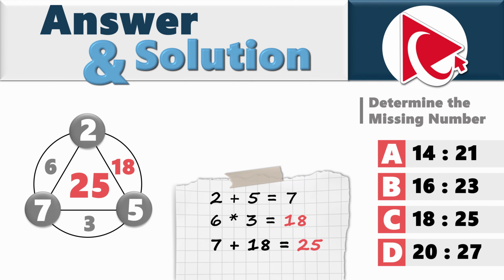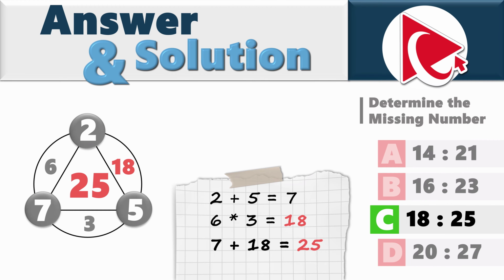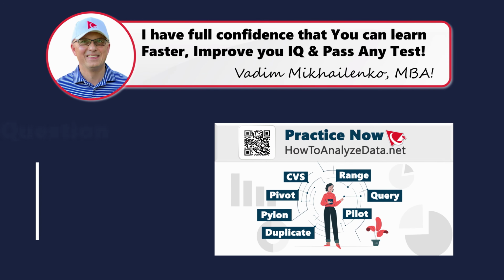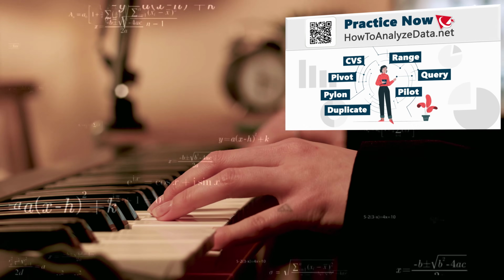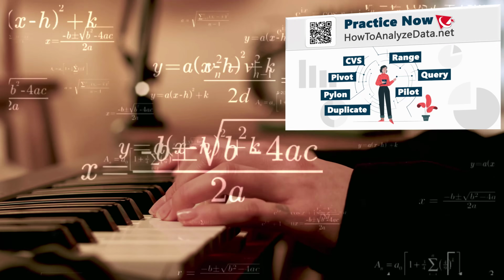So the correct answer here is choice C, numbers 18 and 25. You would have to agree that untangling this data analytics puzzle is like explaining music to a plant. You have to start with the roots and hope that harmony eventually grows.